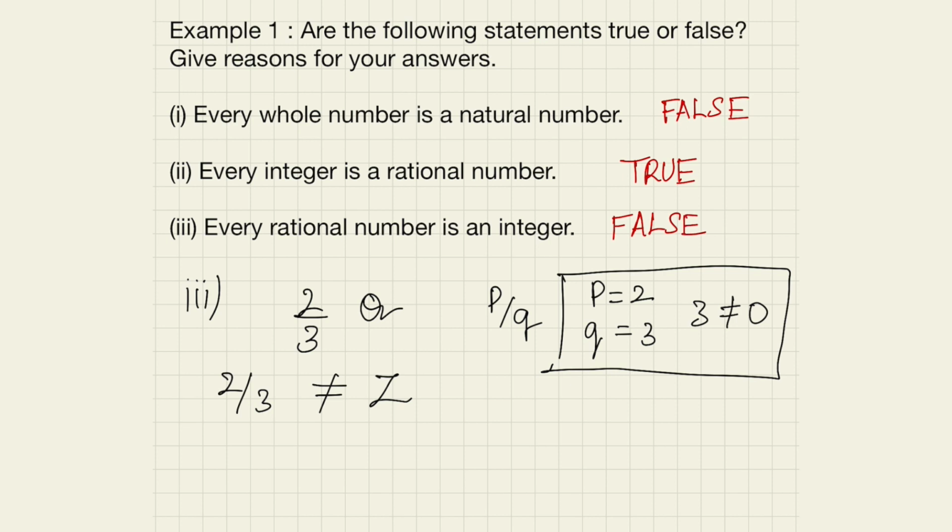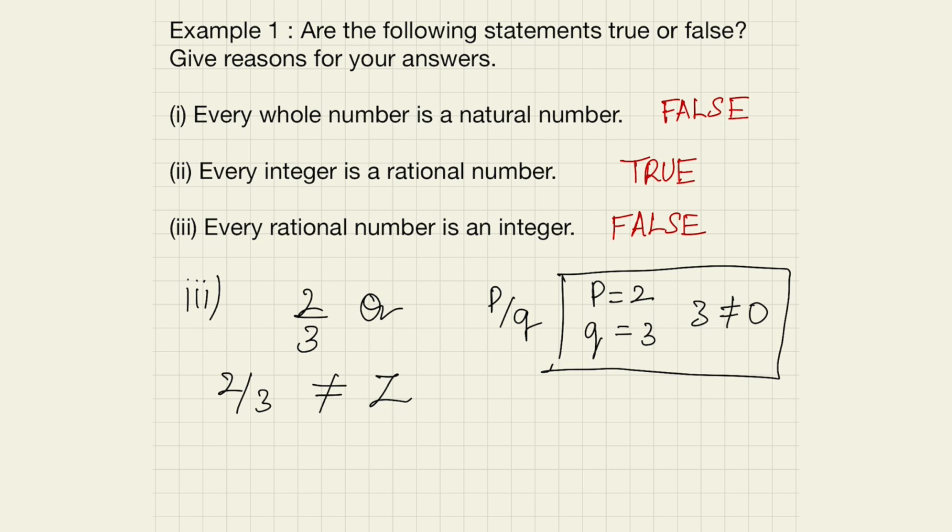Now in this example we have answered 3 questions, and what we have done is that we have taken examples to prove if it is false, and we have also taken examples to prove that it is true. So in the first case we had to prove every whole number is not a natural number because 0 is an example. So if you just say one thing doesn't fit the rule, it means the entire statement is false. So since 0 is a whole number and it is not a natural number, the statement itself is false.